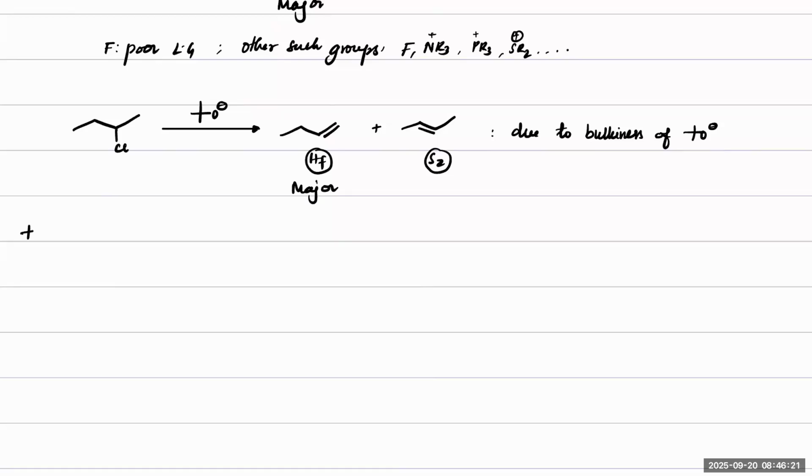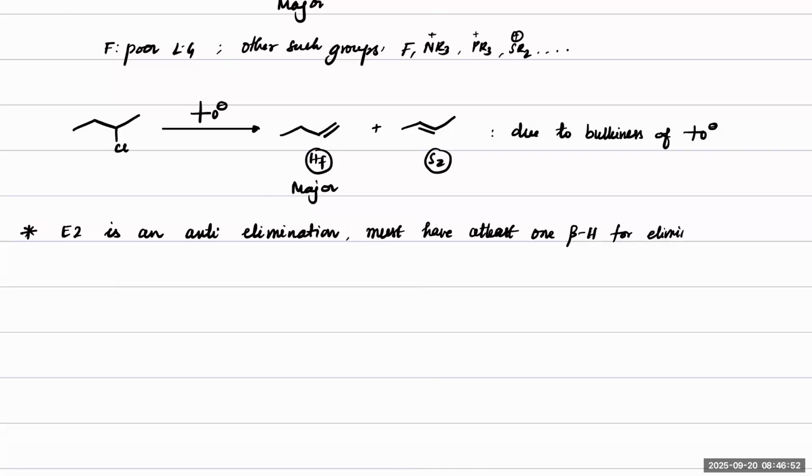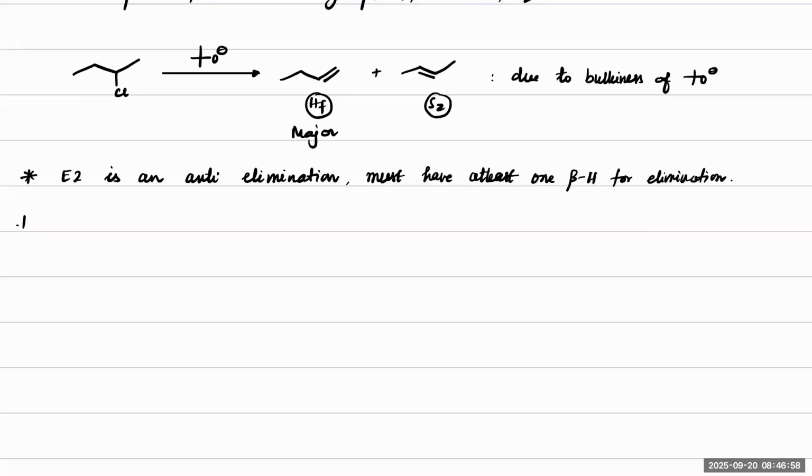What are the factors you need to know? E2 is an anti-elimination. So stereochemistry wise, you need to know that it is an anti-elimination. And it must have at least one beta hydrogen for elimination. Because it is a one step reaction, everything should happen in one step only.